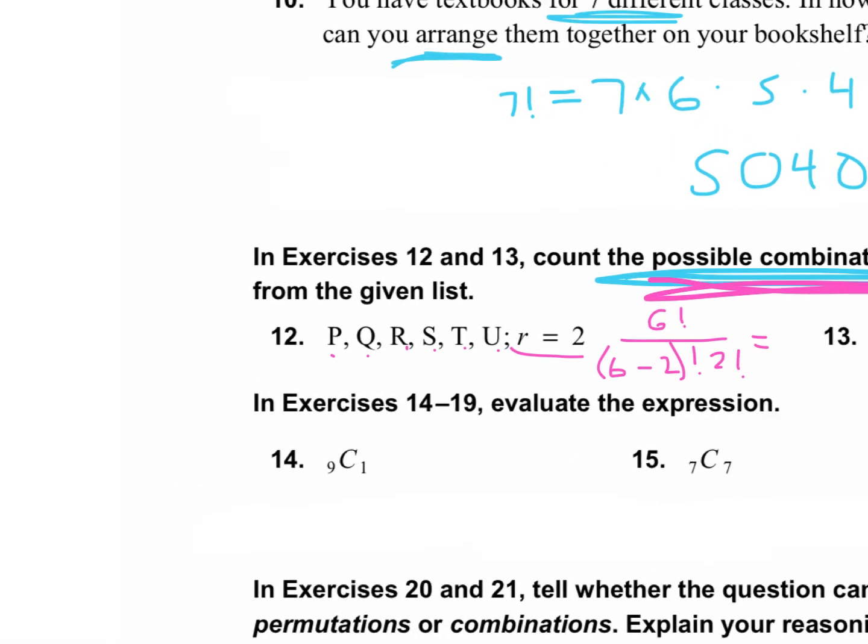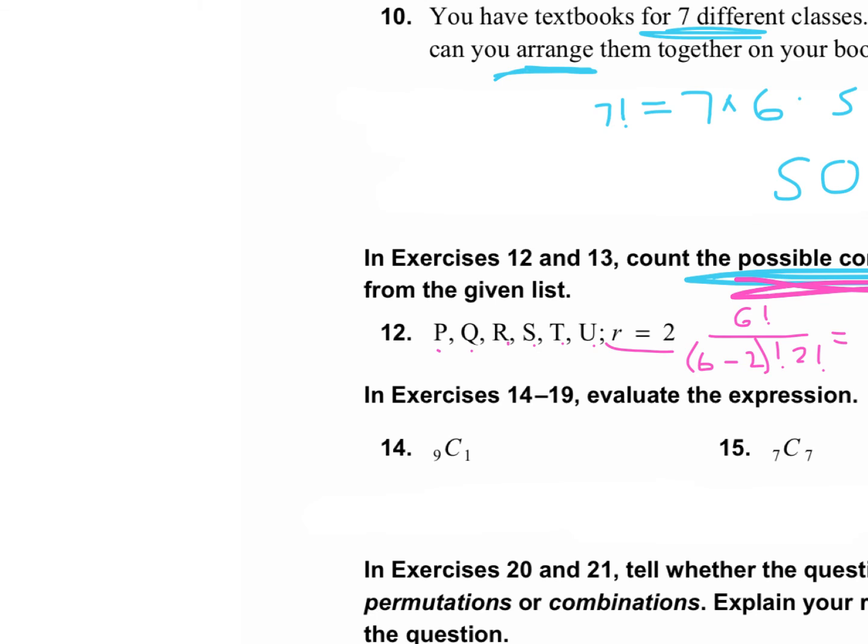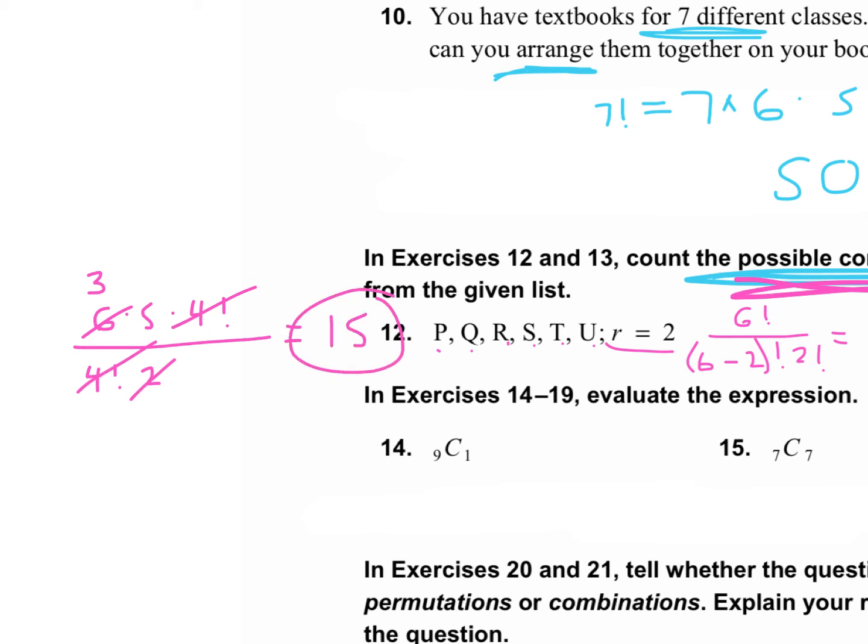So running out of room, I'm going to do it on the side over here. This is 6 times 5 times 4 factorial over 6 minus 2 is 4 factorial times 2 factorial, which is just 2 times 1, so just 2. 4 factorials cancel. 2 cancels out 2 from 6, which we'd be left with 3. So our answer here would be 3 times 5, which is 15.